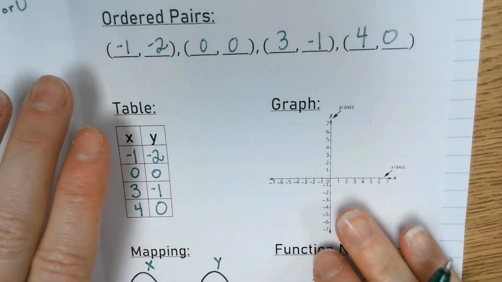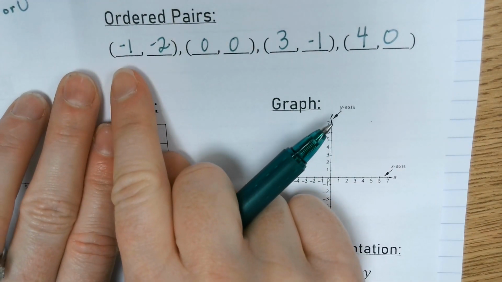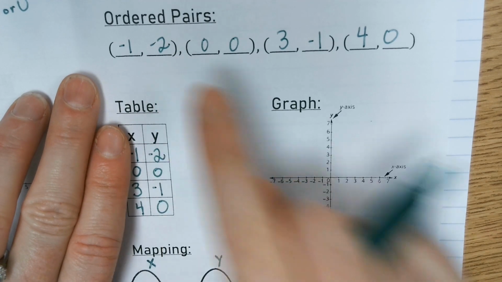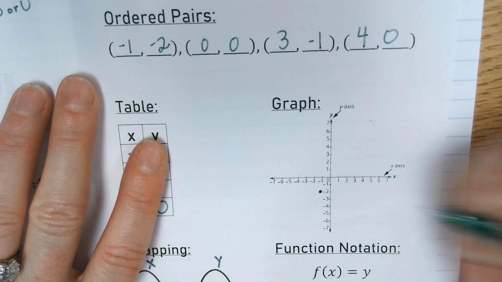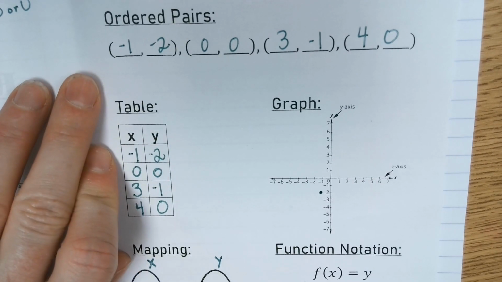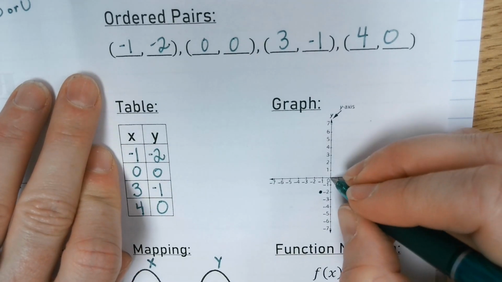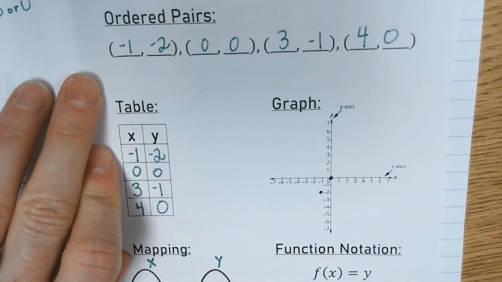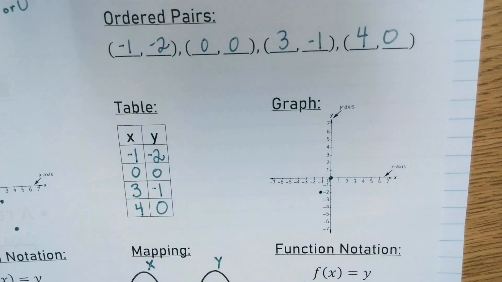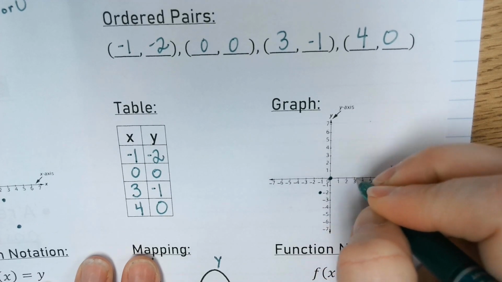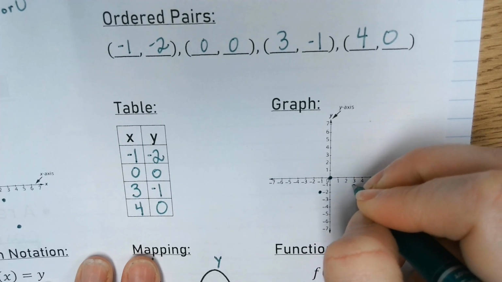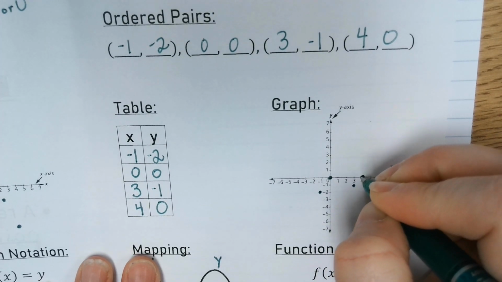Okay, now graph them. So remember the x value is left or right, the y value is down or up. So -1, -2. 0, 0. 3, -1. And 4, 0.